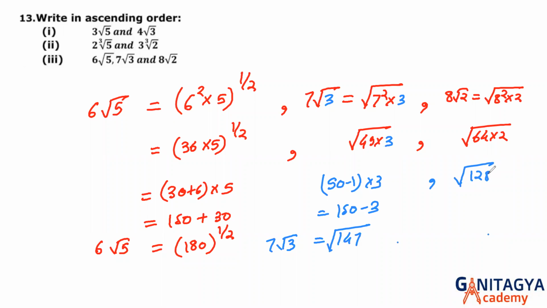So now you can compare 180, 147 and 128. We have to write in ascending order. So definitely 128 will be first, 147 second, and 180 third. So 8 root 2, then 7 under root 3, and then 6 under root 5. So this is nothing but the ascending order.